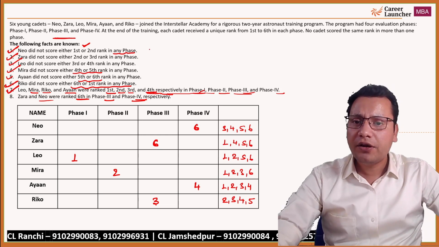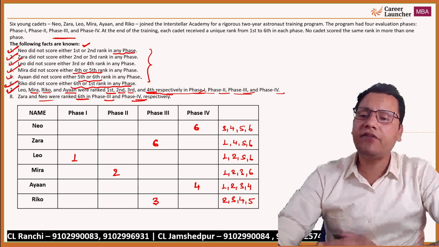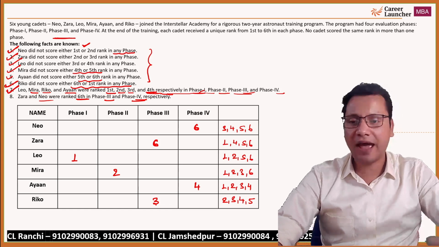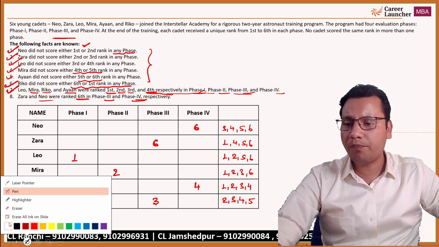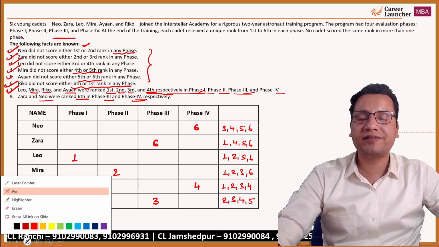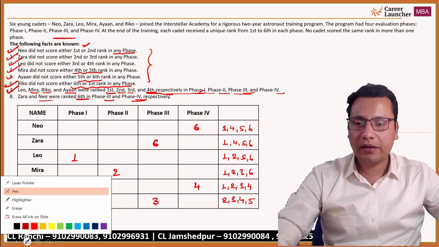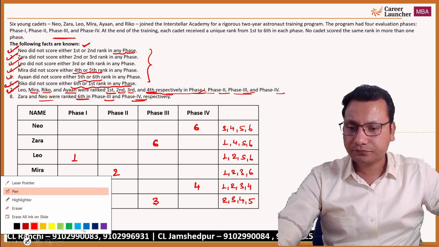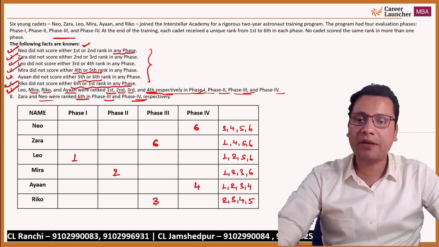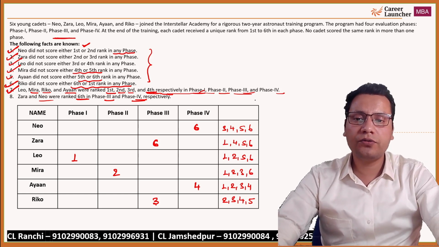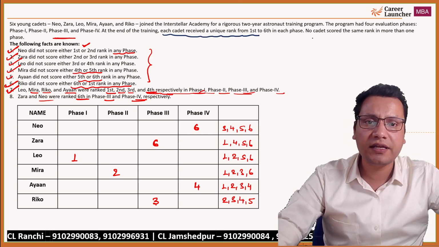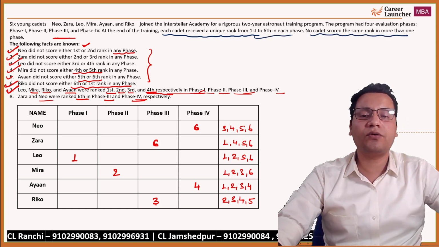This is how we have extracted all the data from all the statements. Now we need to comprehend. We already discussed that no column will have the same number repeated, and no row will have the same number repeated, since this is a kind of Sudoku puzzle. Based upon the statement, each cadet receives a unique rank from 1 to 6 in each phase, and no cadet scored the same rank. That means what?